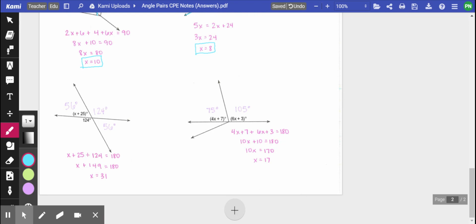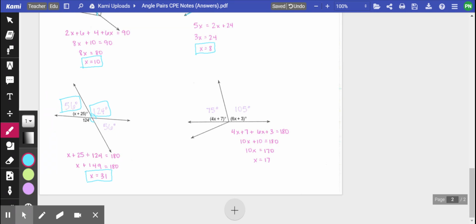Then on the bottom left, we have a pair of supplementary angles, or you can look at it as a linear pair. Either one is correct. So add them up, set them equal to 180. You get x equals 31 as a result. Plug it back in, and you should be getting 56 degrees and 124. You can get the 124 by looking at these as vertical angles over here, or by subtracting 56 from 180 degrees.